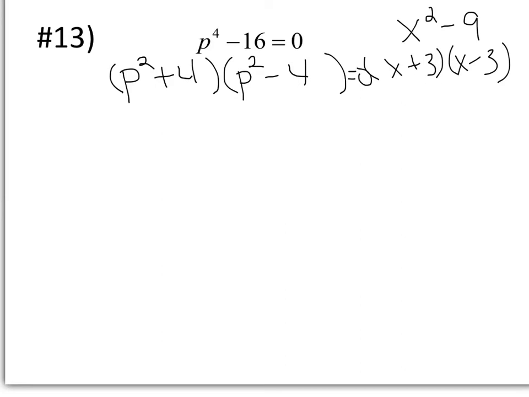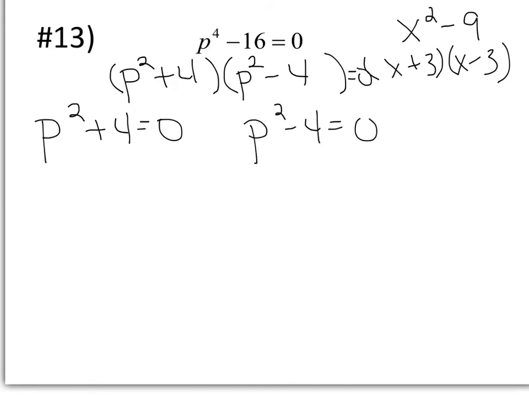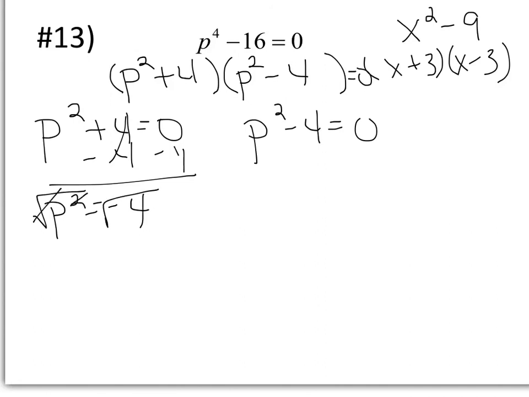is equal to 0. And then you're going to set each piece equal to 0. P squared plus 4 equals 0. P squared minus 4 equals 0. Subtract 4 from both sides, giving you p squared is equal to negative 4. Then square root both sides. Square root and square cancel, leaving you p equals 2i. I because of the negative under the root, and 2 because the square root of 4 is 2.